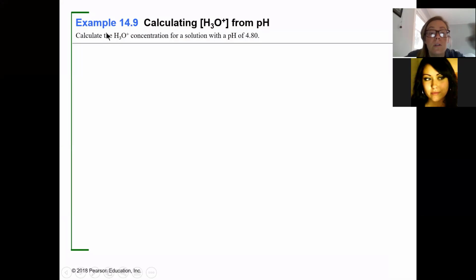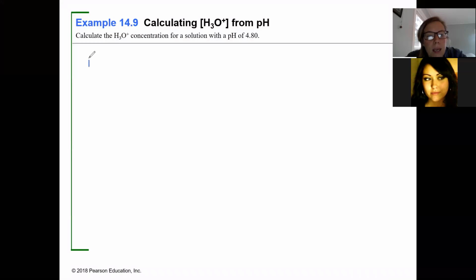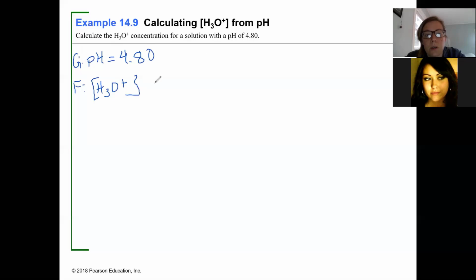Okay, so calculate the H3O plus concentration for a solution with a pH of 4.8. So we know pH is equal to 4.80. We want to find H3O plus. Well, I know that H3O plus equals 10 to the negative pH. So I literally just plug it in, 10 to the negative 4.80.